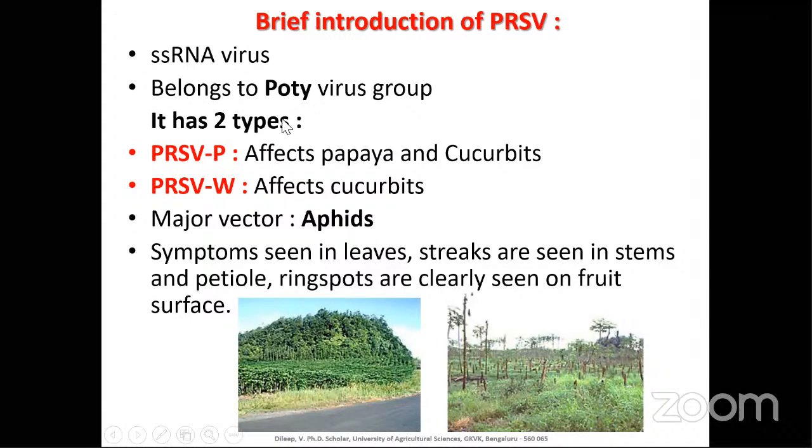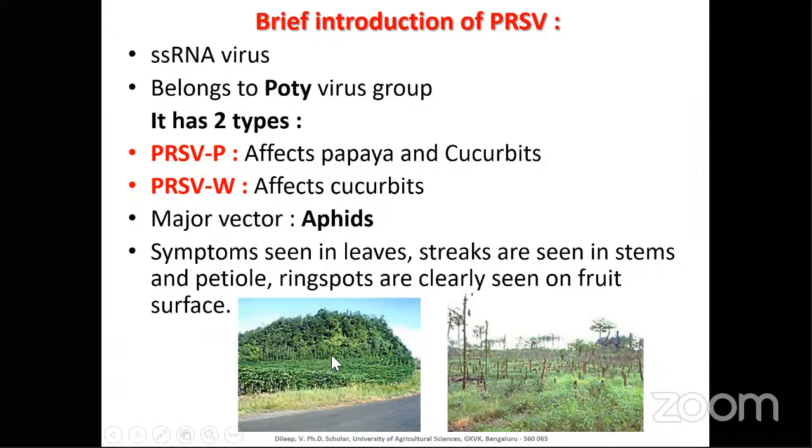It belongs to the potyvirus group. It has two types, PRSV-P and PRSV-W, and this affects the cucurbits. As I said, it affects Caricaceae, Cucurbitaceae, and also Chenopodiaceae crops. So those are the ones. The major vectors are aphids.